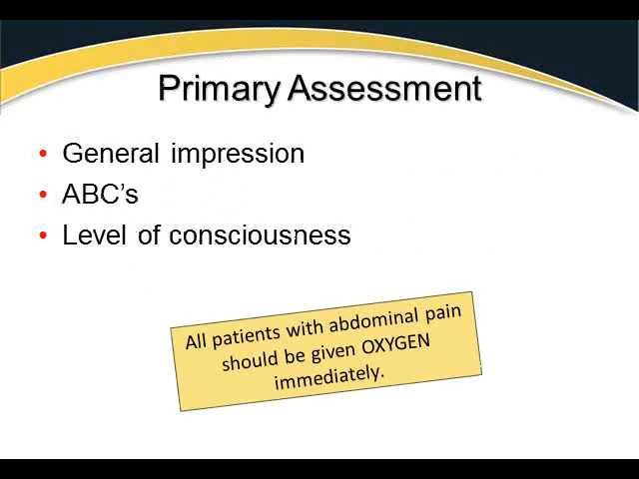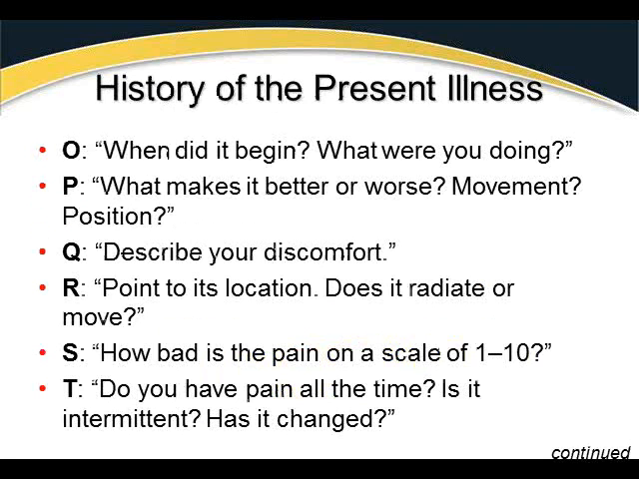So our primary assessment: general impression, ABCs, level of consciousness. All patients with abdominal pain should be given oxygen immediately because we don't know what's getting strangled, what's being denied good oxygenation. So giving them oxygen, at least a couple liters by cannula, if not non-rebreather, if the patient's SATs warrant it, they look like crap, they feel like crap, is a good idea.